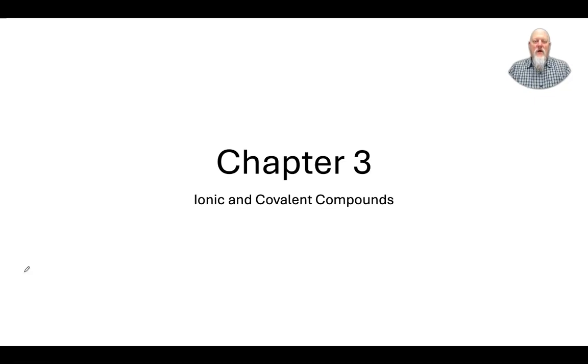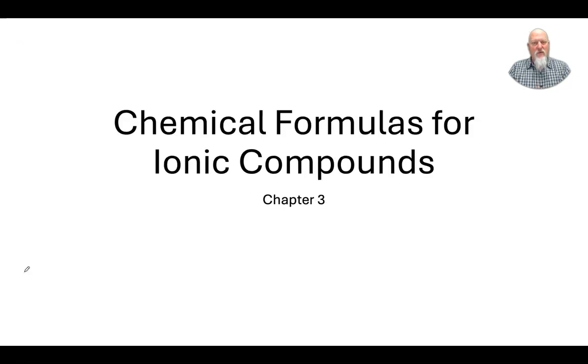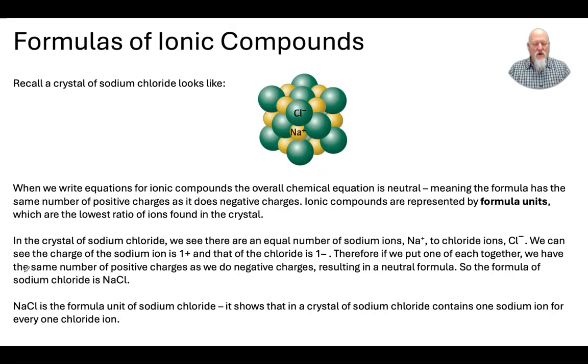So now we're going to talk about the formulas of ionic compounds, how we write them, how we determine what they are, and so on. Remember when we first introduced ionic compounds, we showed how sodium ions and chlorine ions come together to form sodium chloride. So this is sodium chloride. Remember, anions of single elements, in this case chlorine, end in -ide.